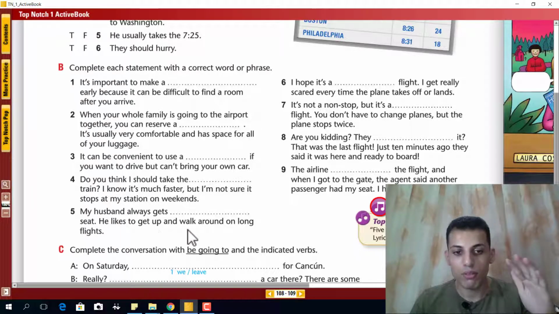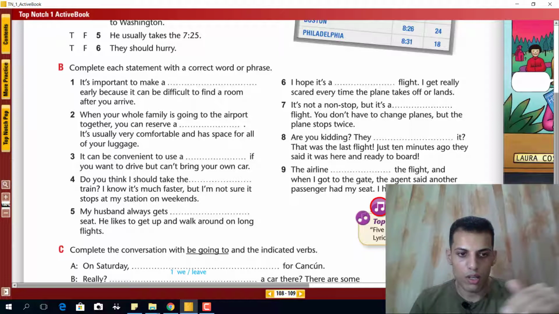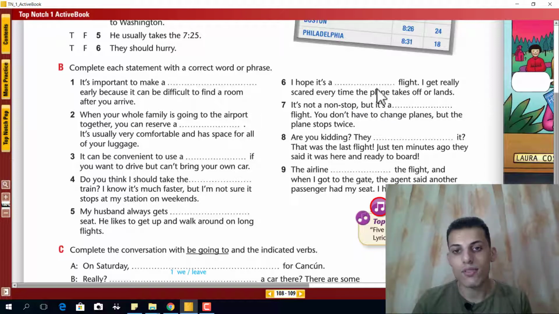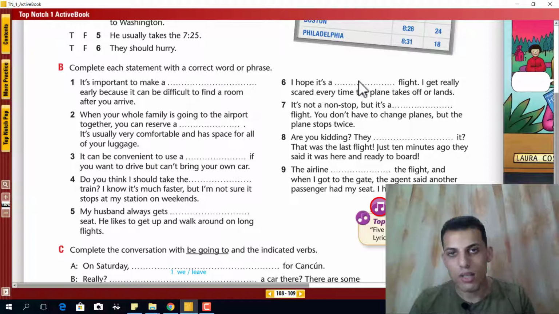My husband always gets an aisle seat. He likes to get up and walk around on long flights, so he always gets an aisle seat. Okay, I hope it's a non-stop flight. I get really scared every time the plane takes off or lands. So I hope it's a non-stop flight.